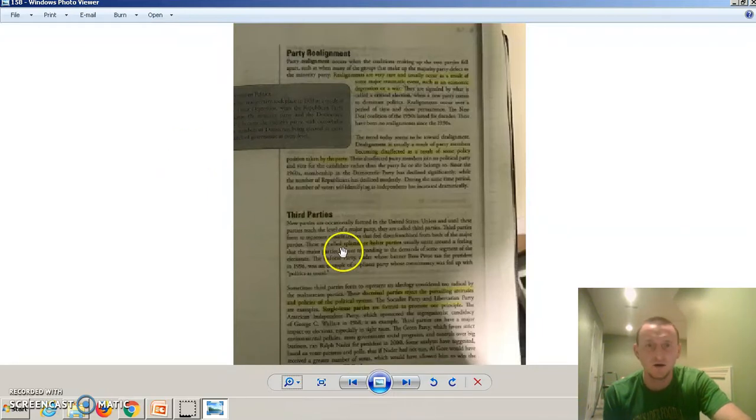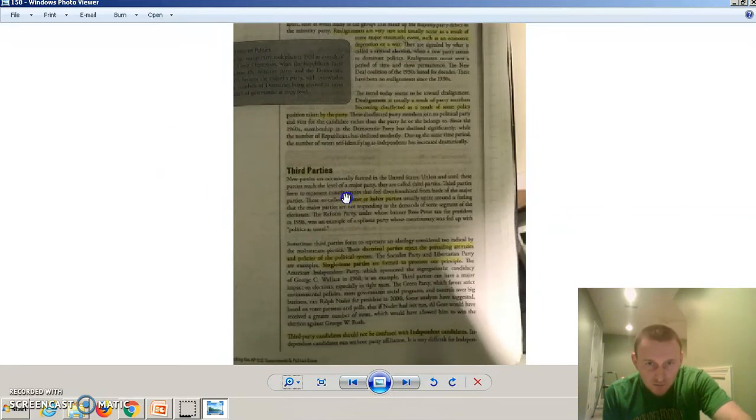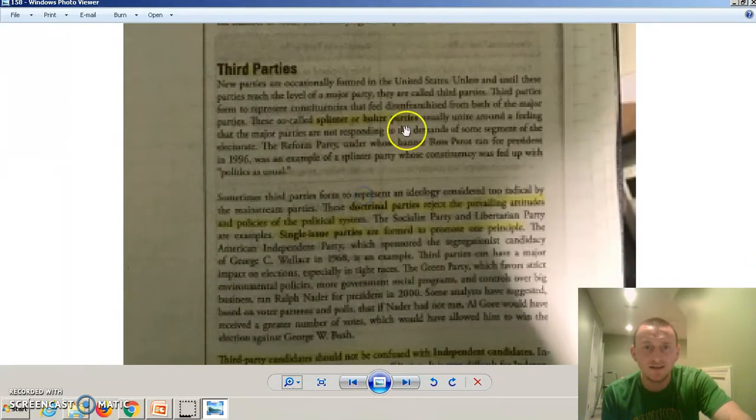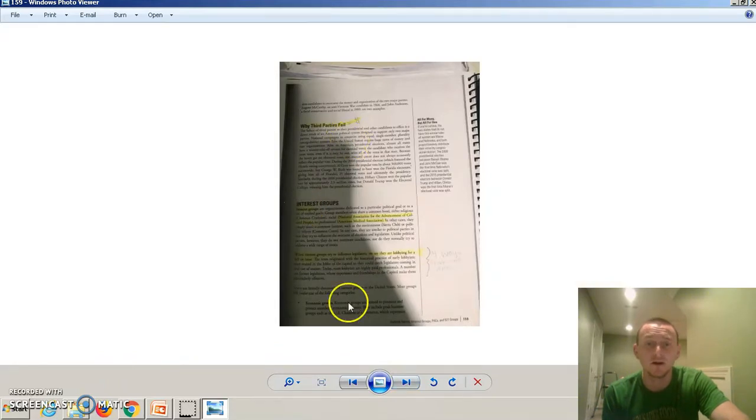Okay? Third parties. If you can read it, I know it's a little blurry. Make sure you know what splinter and bolt parties are. Make sure you underline doctrinal parties, single issue parties, and independent candidates. I'm going to go ahead and tell you right now, I'm going to ask you, why do third parties fail? And the main reason third parties fail is because they don't have enough money.